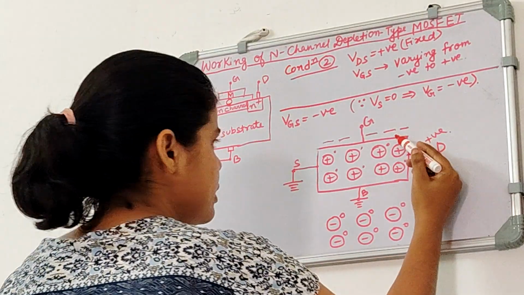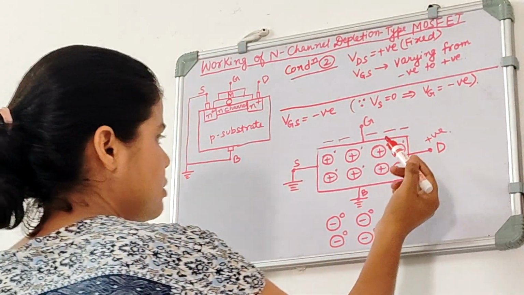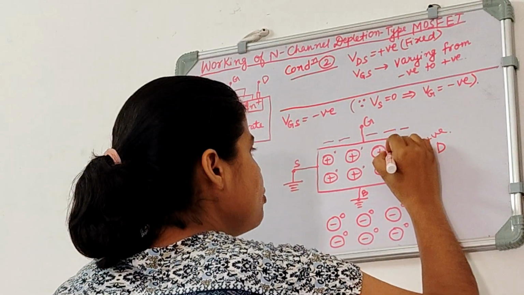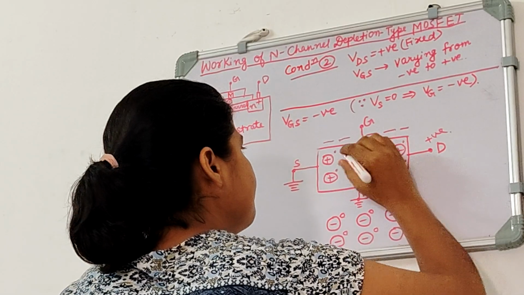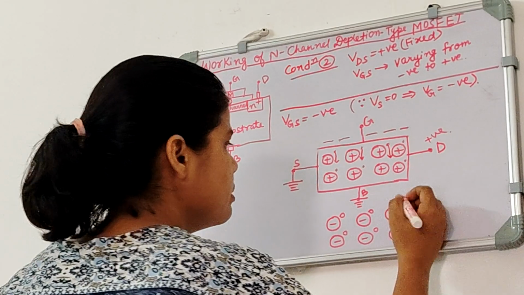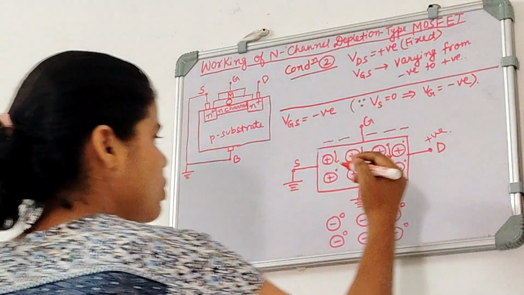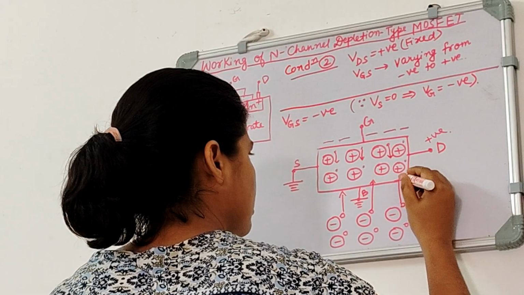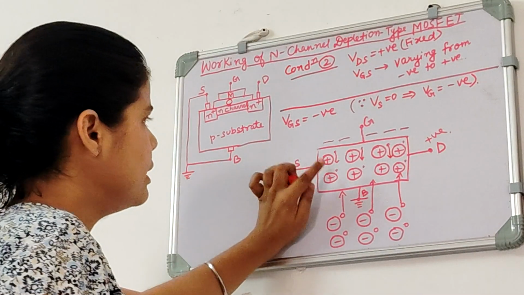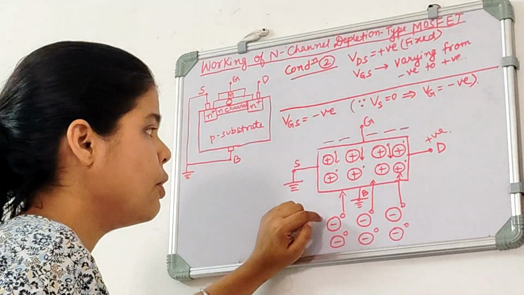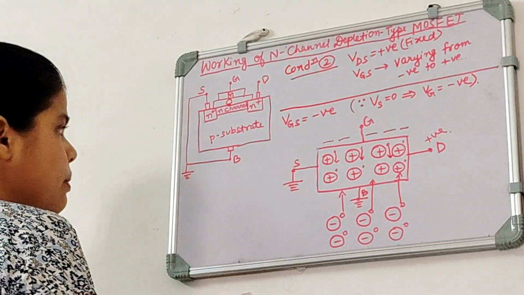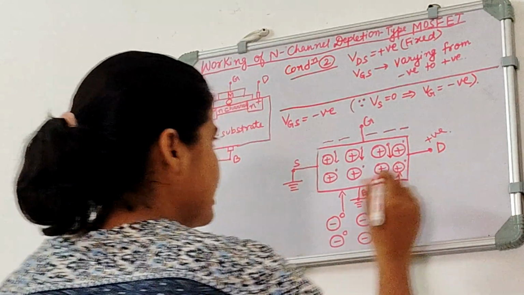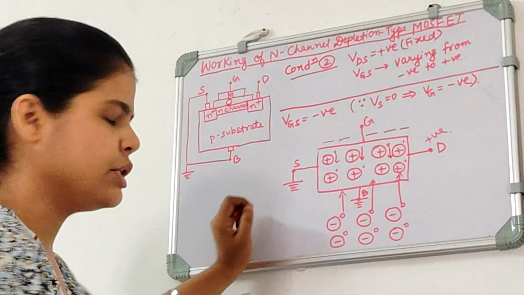Now here, due to this negative voltage, our electrons will get repelled, so all the electrons will move towards the bottom, and our holes will be attracted towards the channel. Now these electrons and these holes will recombine. So the number of electrons in the channel will get depleted as we increase VGS in the negative direction.